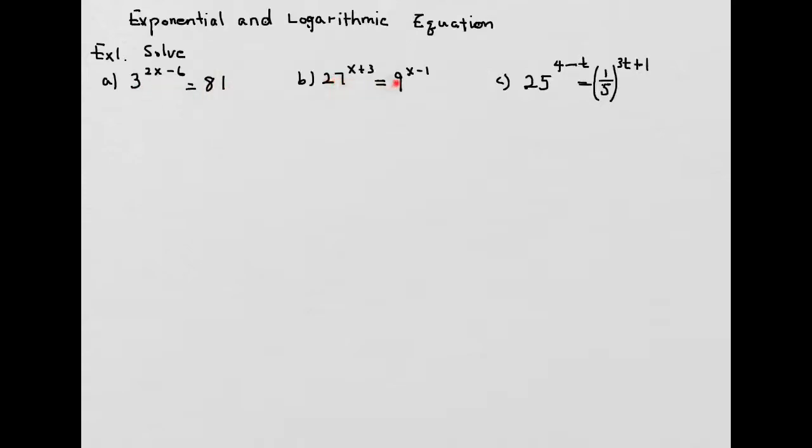This one, 27 and 9, I can make the same base of 3, right? 3 cubed and 3 squared. Here, 25 and 1/5, I can make the same base of 5. This is 5 squared, and this is 5 to the negative first exponent. So if you have an exponential equation given, and if you can make the same base, this is the method you're going to use. So long as you can make the same base, that's how you're going to start.